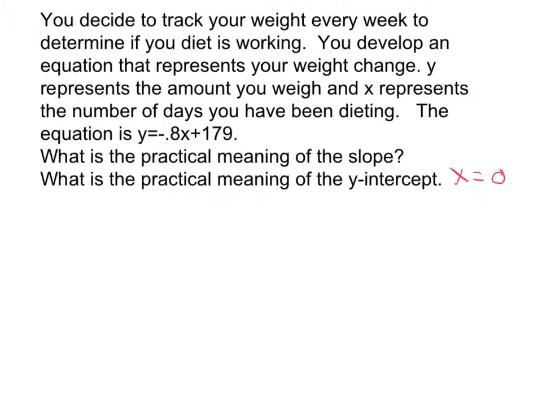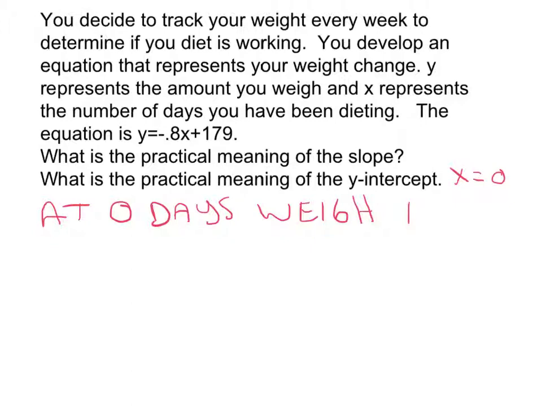gives us our 179. Well, X in this case represents the number of days that we've been dieting. So if X were 0, that means we've been dieting 0 days. We haven't started. So we have 179. Y would equal 179. Y represents the amount that we weigh. So at 0 days, we weigh 179 pounds. So we'll write that one here. At 0 days, we weigh 179 pounds.